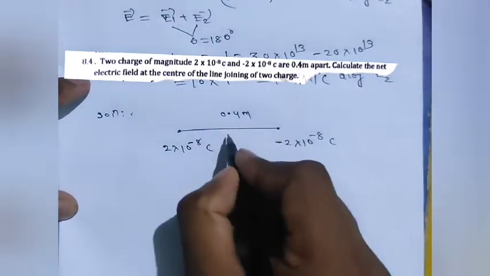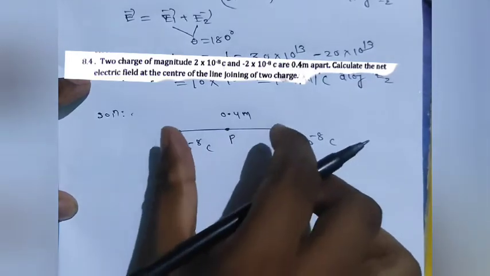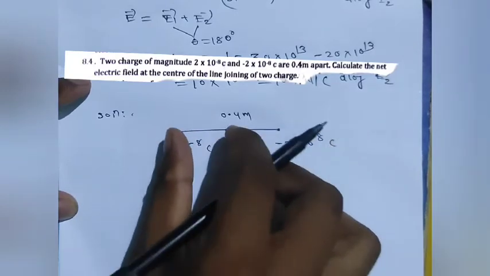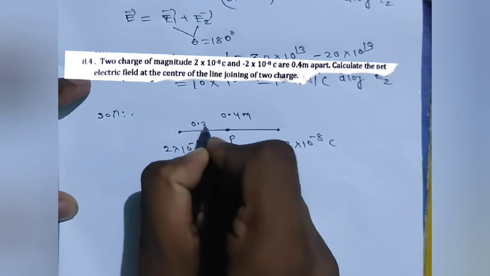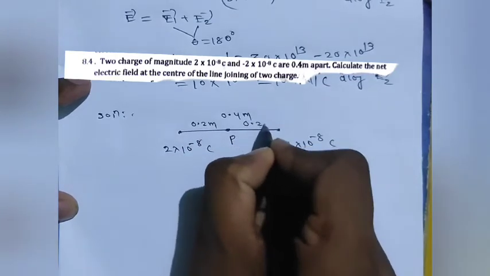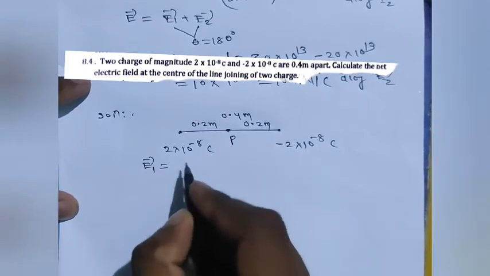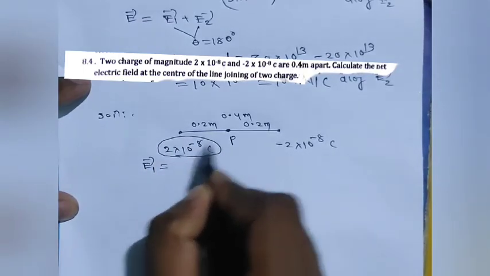So there is a point P which is situated at the center of the line joining these two charges. So total distance is 0.4 meter. So this distance will be half of this 0.4 meter, that is 0.2 meter, and this will be 0.2 meter. So now I shall find electric field E1, that is the electric field due to these 2 into 10 to the power minus 8 coulomb charges at point P.